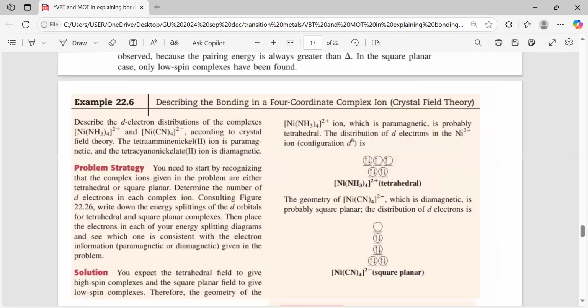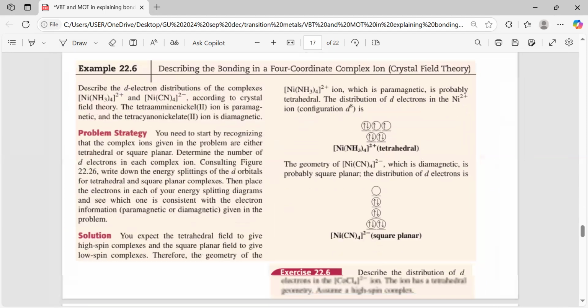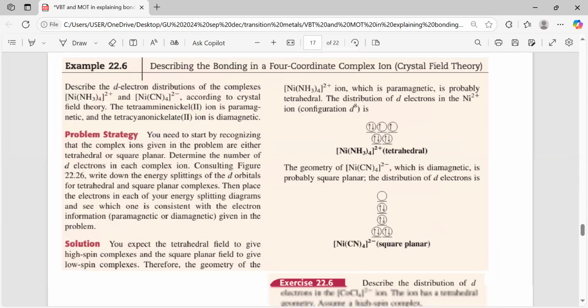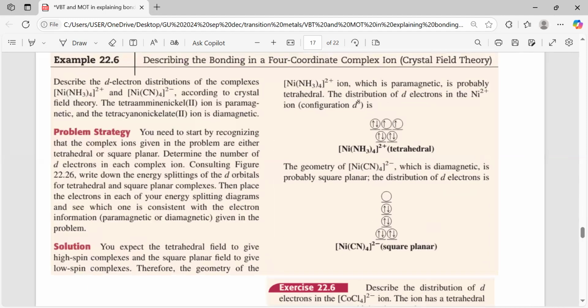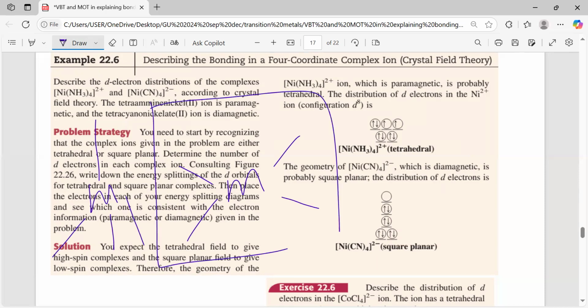So we look at a problem here and see whether we can sort it. Describe the bonding in a 4-coordinate complex, that is square planar or tetrahedral. A 4-coordinate complex can be either square planar, which is like that, or tetrahedral, which looks like that. The two are both 4-coordinate.